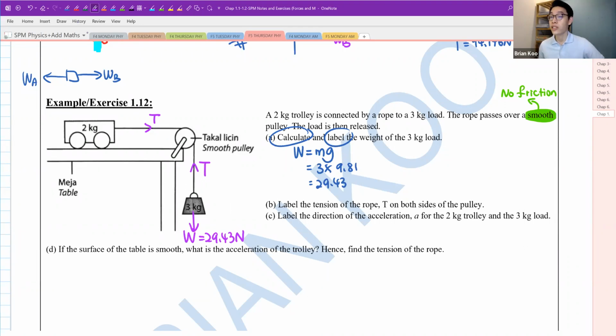Right, so you see this question is trying to guide you. It's trying to set up this whole question very nicely for you, to tell you where all the forces are, and where it is accelerating towards. Your acceleration is like this, and then for the 2 kg load, the acceleration is like this. Okay, 2 kg and 3 kg. So the whole thing is moving down because of the gravity.